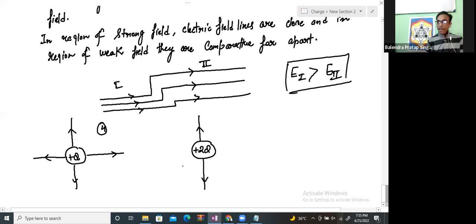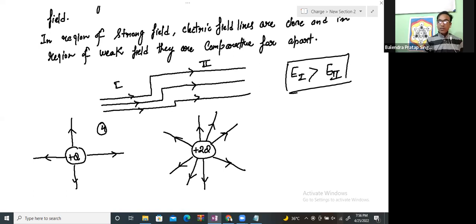So in this case you have the electric field lines 1, 2, 3, 6, and one more. The number of electric field lines is 8. So whenever we double the magnitude of charge, the electric field lines get doubled.